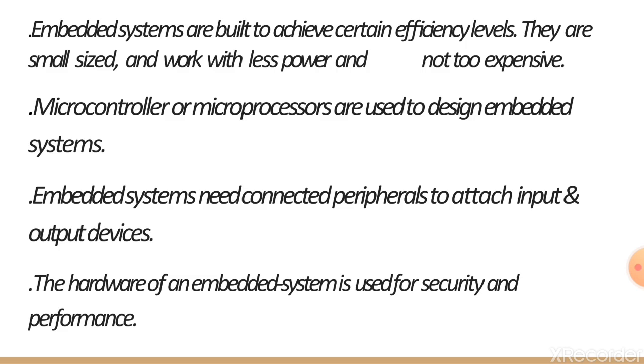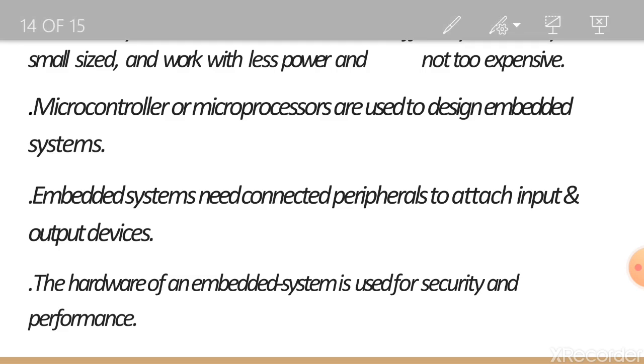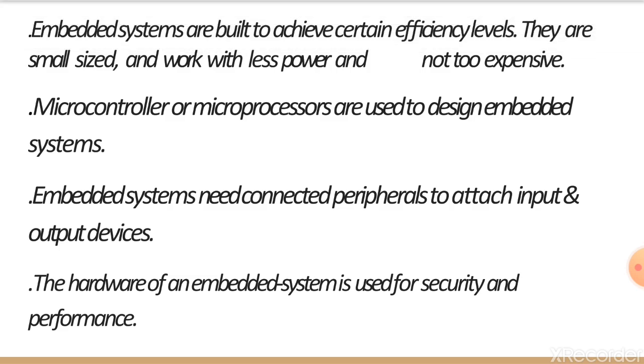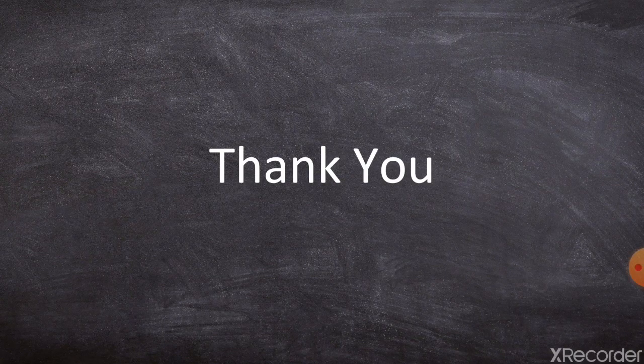Next is the microprocessor used to design the embedded system. Then embedded systems need connected peripherals to attach input and output devices. And the hardware of an embedded system is used for security and performance. So this is all about the characteristics of the embedded system.